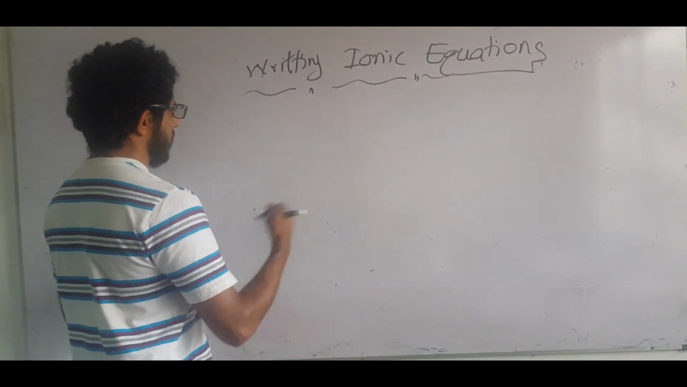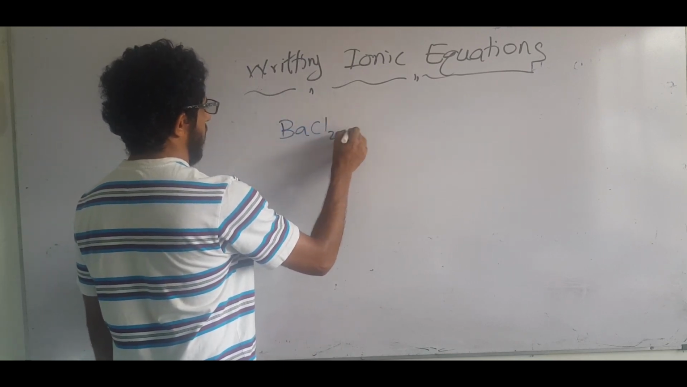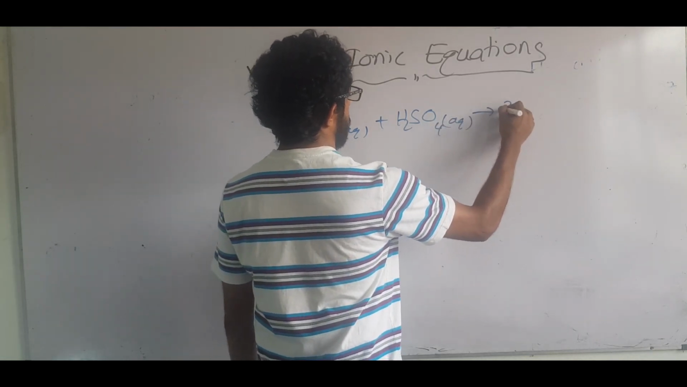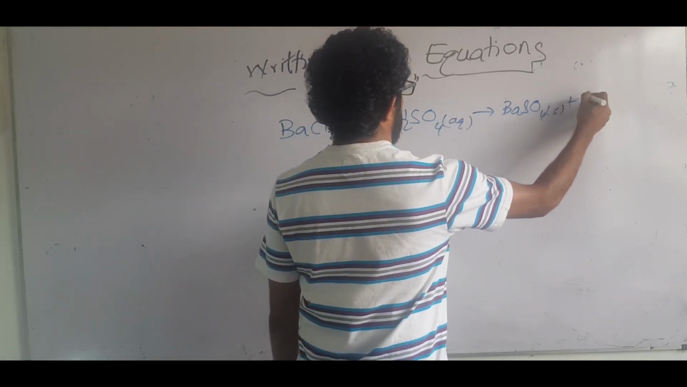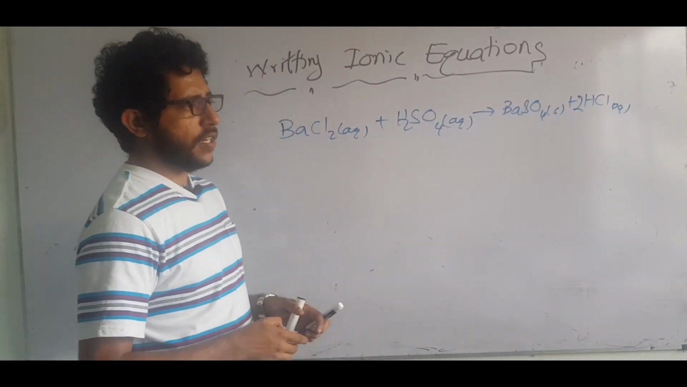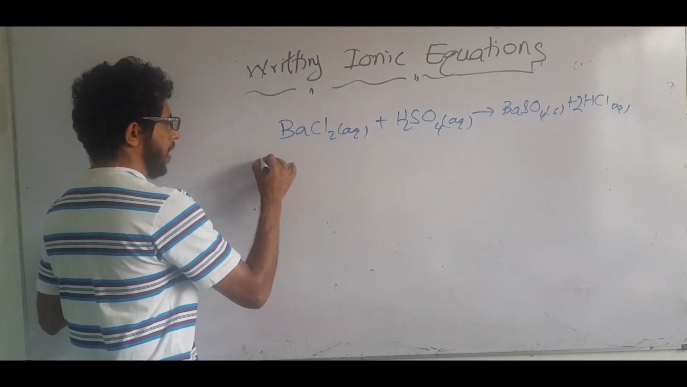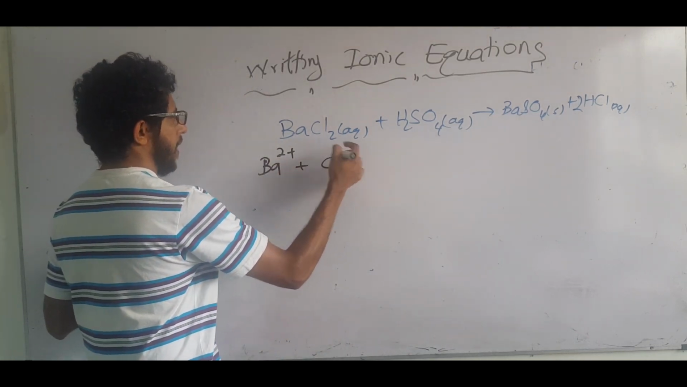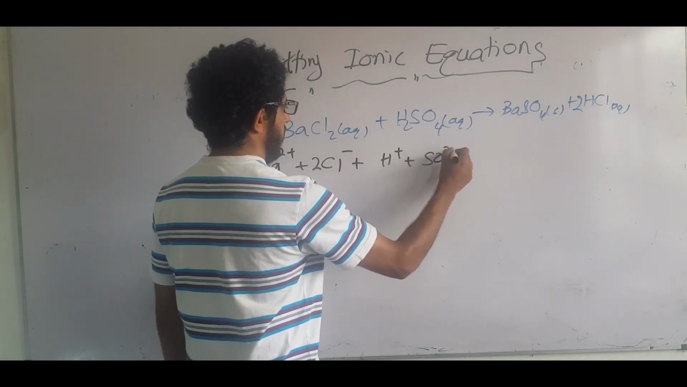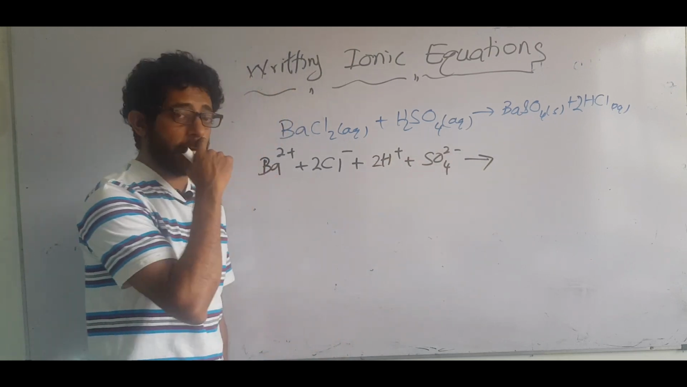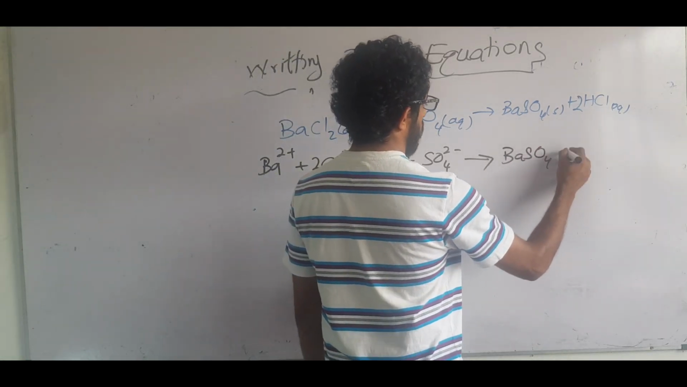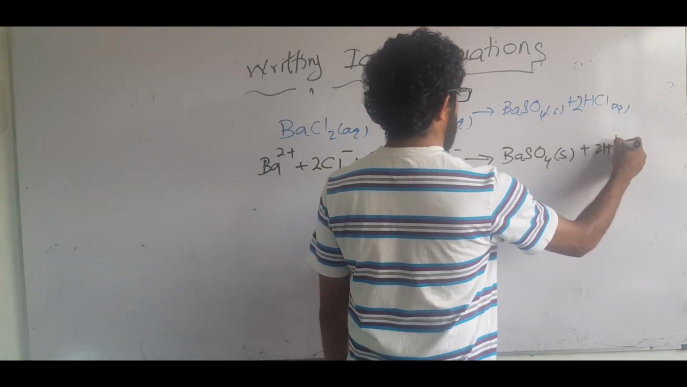For example, let us take a precipitation reaction. Barium chloride aqueous reacts with H2SO4 aqueous. It produces BaSO4 solid plus HCl aqueous. So, when writing the ionic equation, you can separate the aqueous ones. So, barium chloride, Ba 2 plus, Cl minus. You have to have 2 here. H2SO4, H plus and SO4 2 minus. To do that, you should remember the charges or valencies of the ions. BaSO4 solid, 2H plus and 2 Cl minus, aqueous.